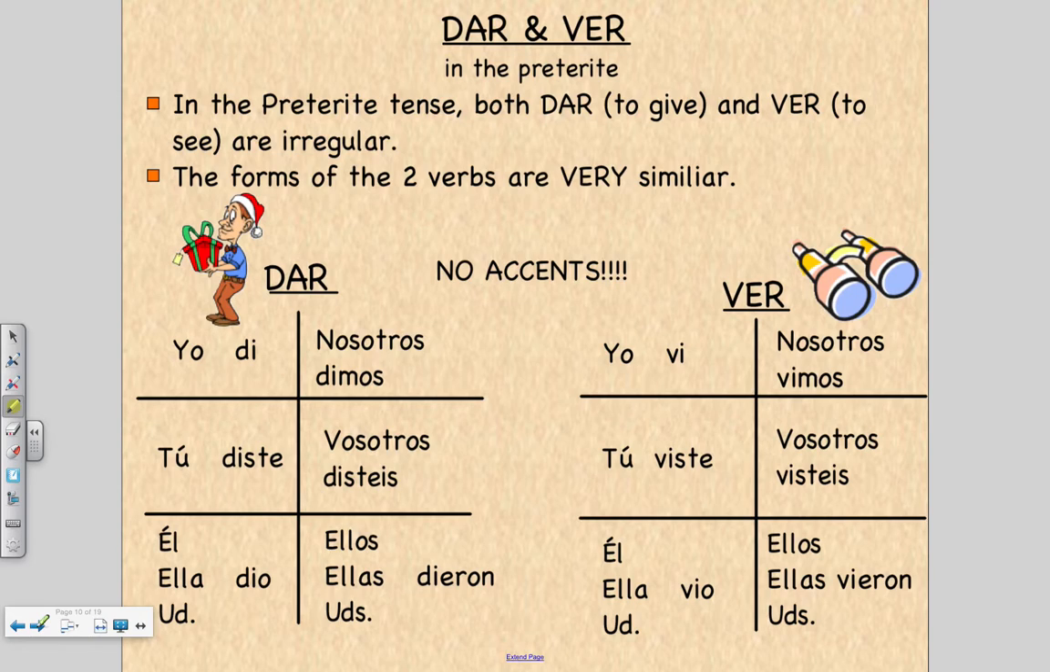Dar and ver, fraternal twins, okay? The forms are the same, again, no accents. The difference between the forms of dar and the forms of ver is the forms of dar all start with a D, and the forms of ver all start with a V. It's Spanish, it's not rocket science. That's why I can do it. Di, diste, dio, dimos, distes, dieron, and vi, viste, vio, vimos, vistes, vieron.